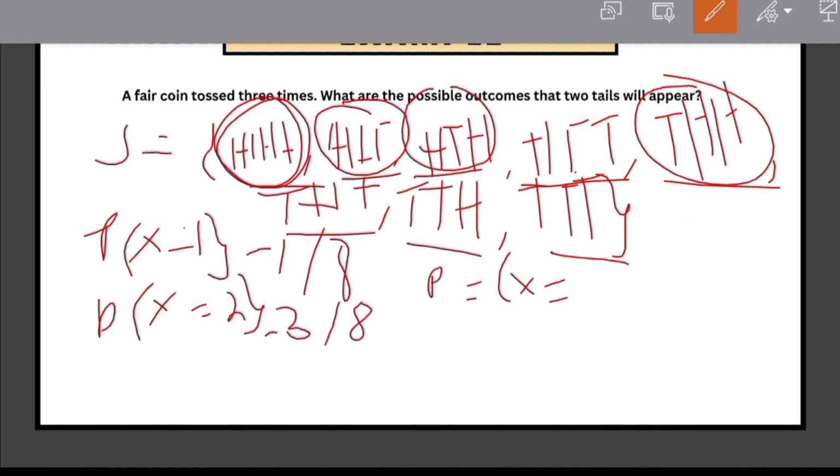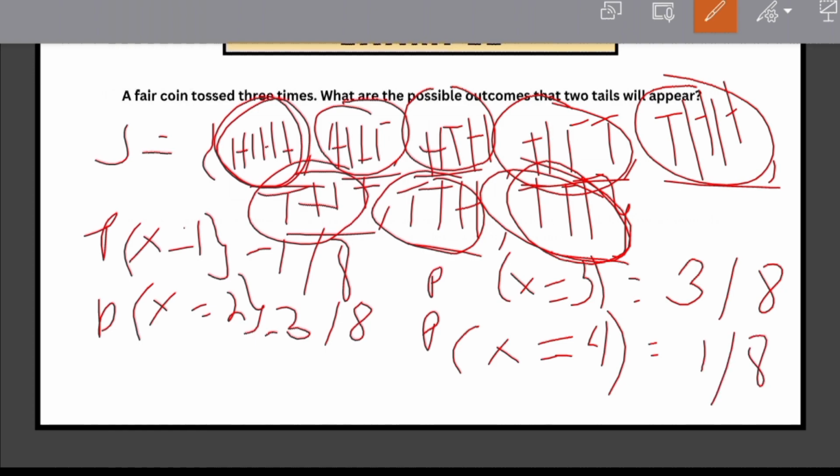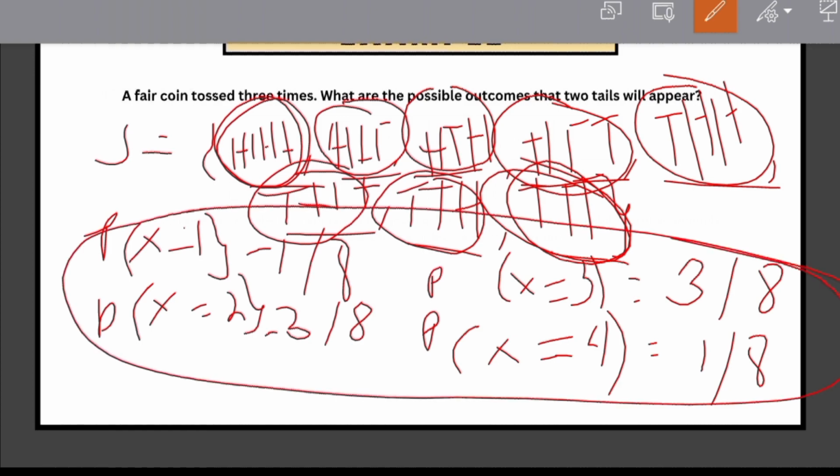Then we have another, P of X equals 3, where we are looking for the outcome where there are 2 tails. So 2 here, 2 here, then 2 here. So we have 3 possible outcomes out of 8. And then we'll be looking for the last one, which is this one. We have 1 possible outcome out of 8. So all of these are the possible outcomes that we may have in tossing a coin 3 times. But what we are looking for is the probability of a coin tossed 3 times where 2 tails will appear.